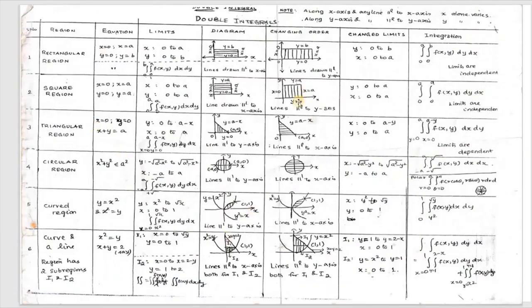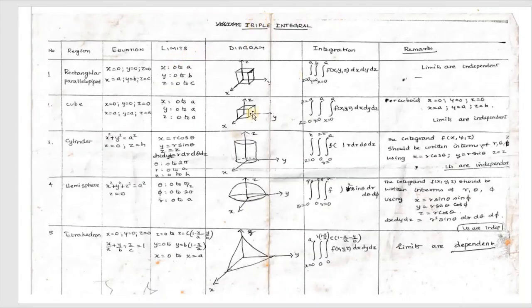Here we give a list: a rectangular region, square region, triangular region, circular region, and then the curved region, that means two parabolas, and a curve and a line. With the equation discussed here, how we can change the order is discussed, how we get the limits is explained, and how the integration will look. That is what is given in a nutshell in this chart. This is for the double integral, and in the same way we have it for the triple integral.